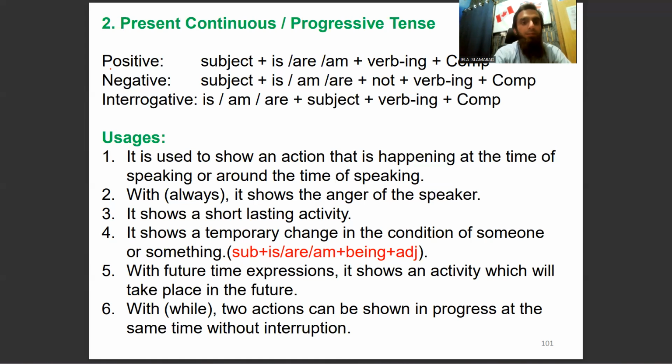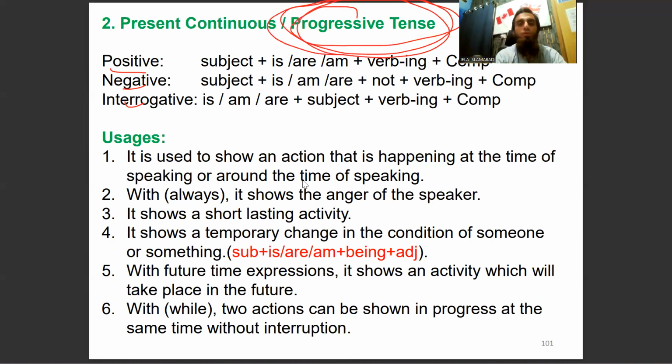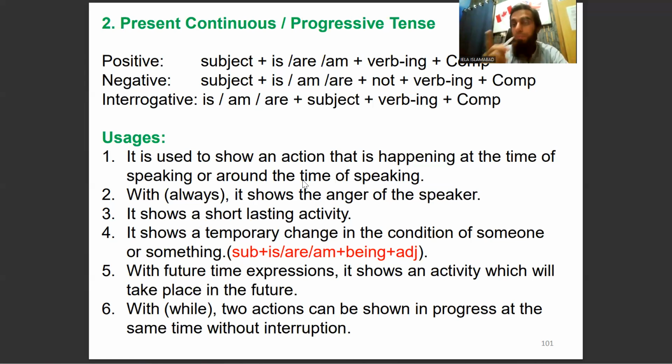Yes. Okay. Next, we have positive, negative, interrogative for present continuous tense. That is also called progressive tense. Which tense is this? I do not understand. But this is used for present continuous. Present continuous or present progressive tense are the same thing.